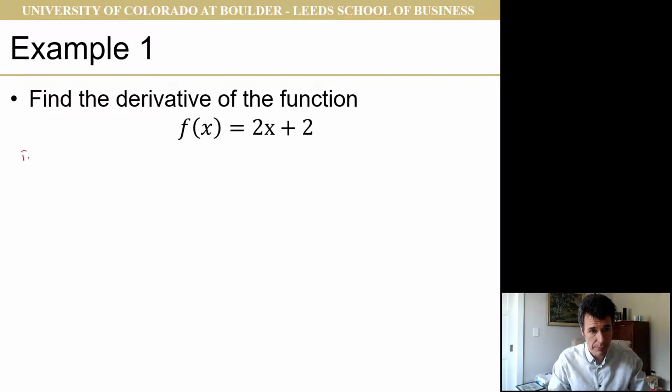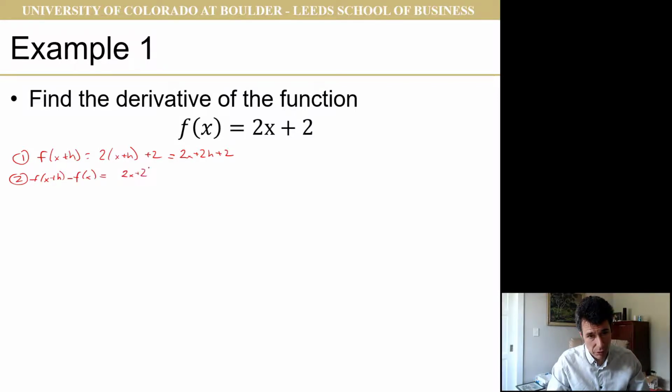So step 1, we want to calculate f of x plus h, which is simply 2 times (x plus h) plus 2. Again, these parentheses, I cannot stress enough, are really important to get right. If you leave out the parentheses, you make mistakes. 2x plus 2h plus 2. Second, f of x plus h minus f of x is 2x plus 2h plus 2 minus, again, parentheses, (2x plus 2).